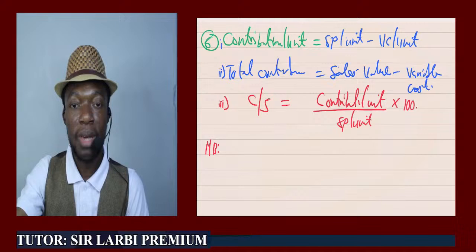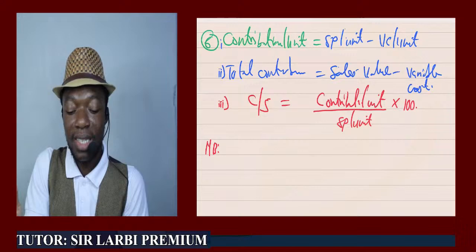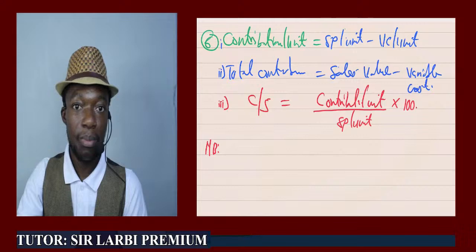Then you are good to go. This is what I want to draw your attention to, and it cuts across every session. You can also be given a targeted profit on a monthly basis, and they ask you to calculate the targeted profit in terms of units on a per annum basis. That means you multiply the target profit by 12.